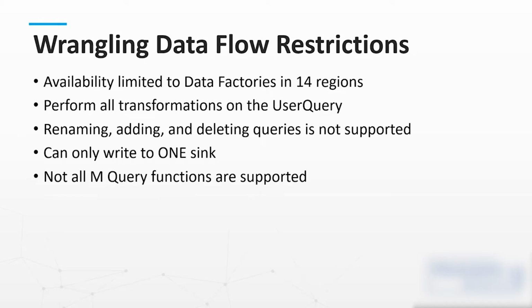Also, the Wrangling data flow currently supports writing to only one sink. Now, the other data flows and your Azure Data Factory pipelines can all write to multiple if you need to. But currently, the Wrangling data flow will only output essentially one table, which could be either a file if it's going into your blob storage, or a SQL table or Cosmos DB table.